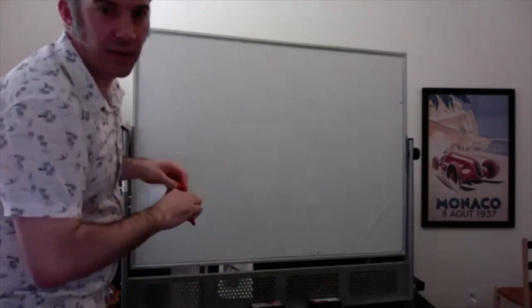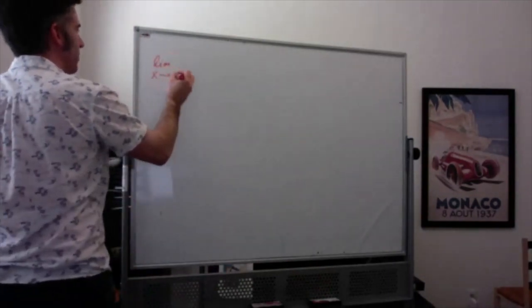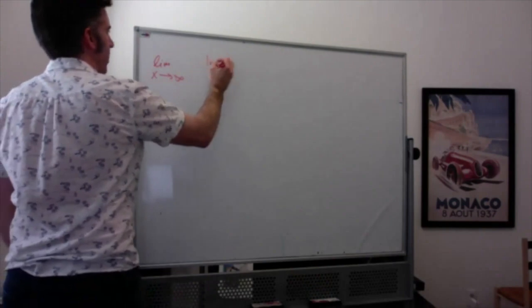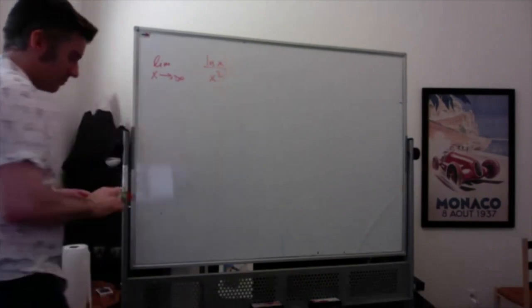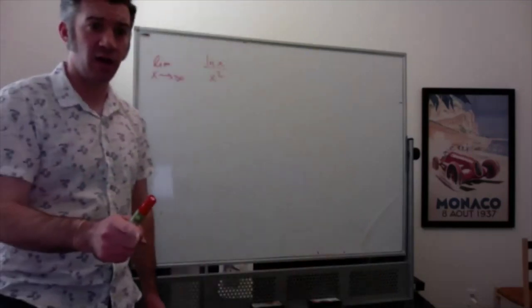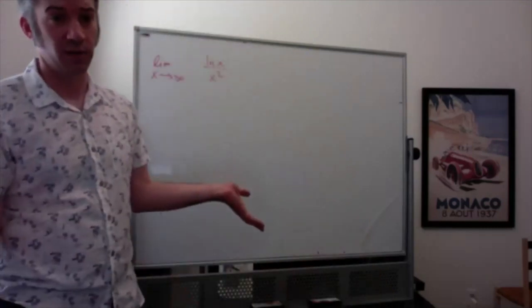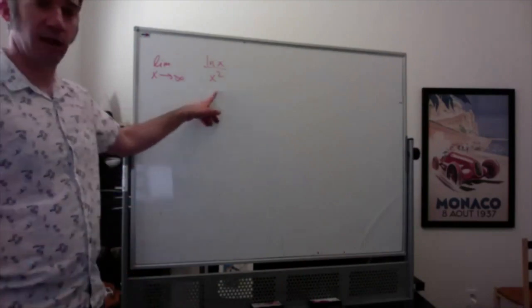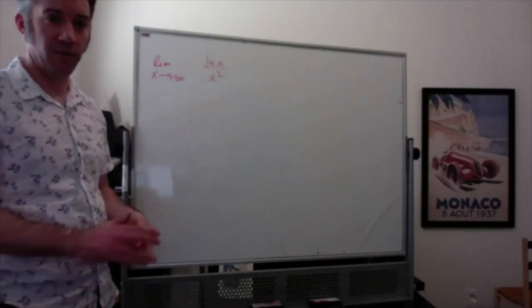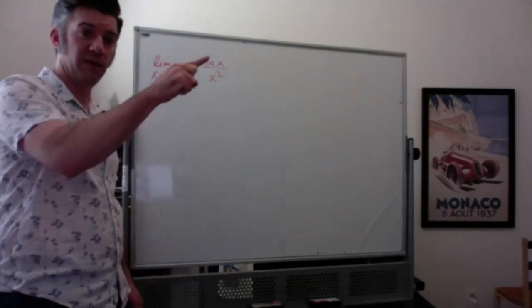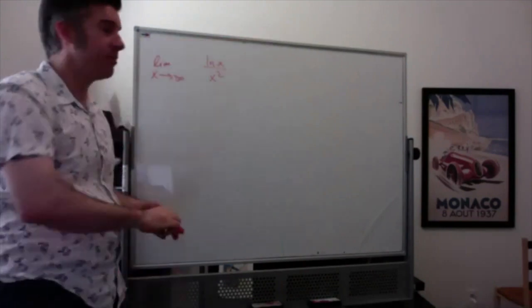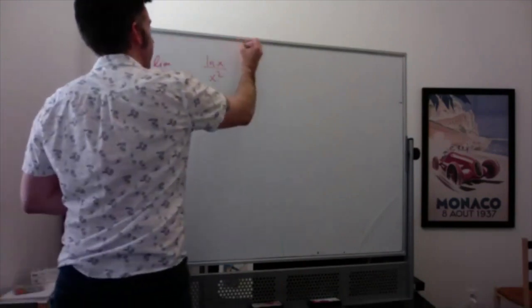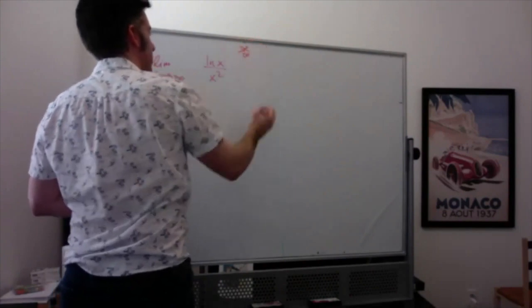How about the limit as x goes to infinity of the natural log of x over x squared? Okay, well, first things first, is this an infinity over infinity type or a 0 over 0 type? Yeah, it's infinity over infinity. The denominator is definitely going to infinity, and we've seen the graph of natural log of x. We know that it goes to infinity as x gets bigger and bigger. So this is infinity over infinity type.